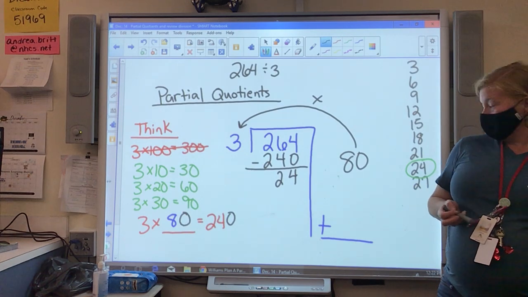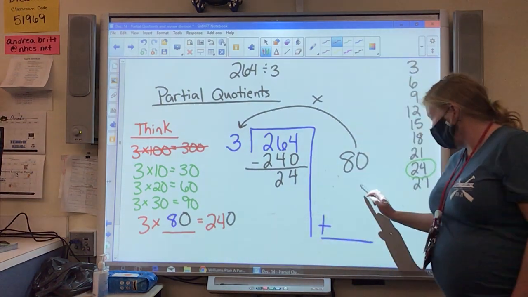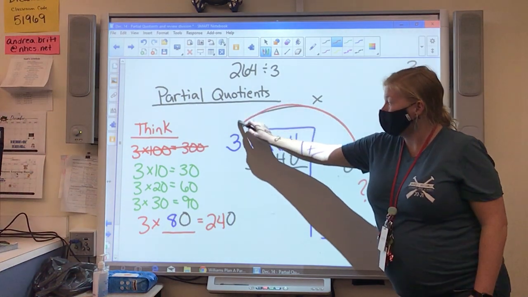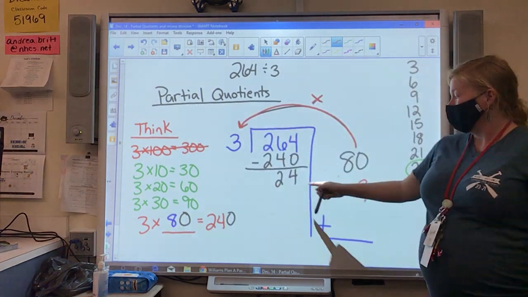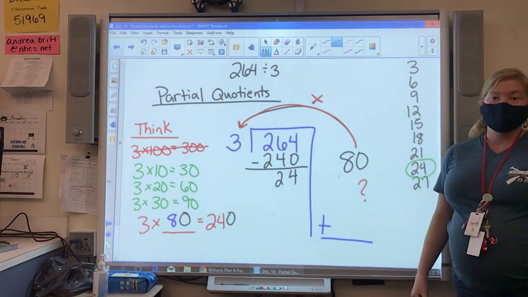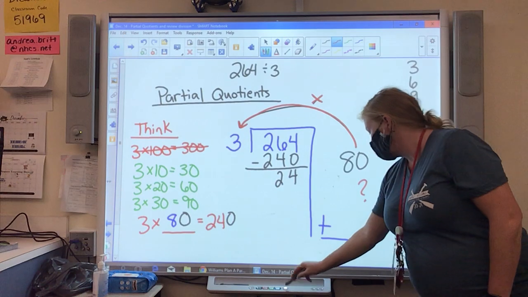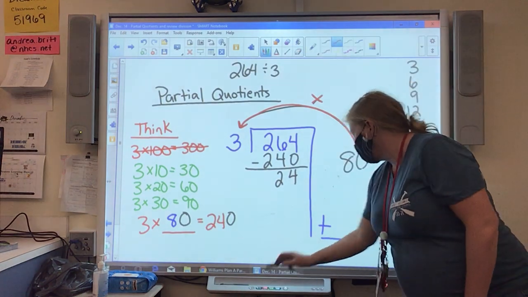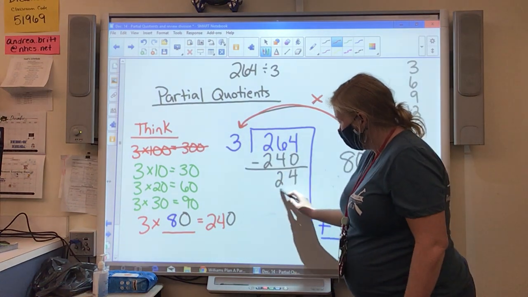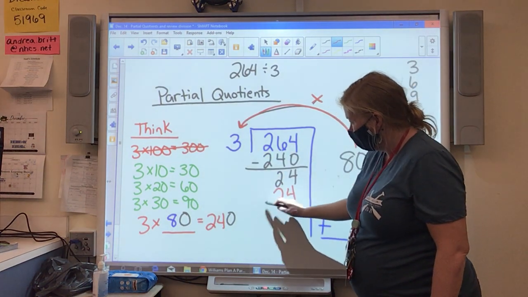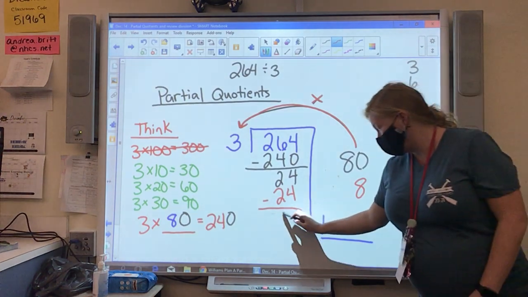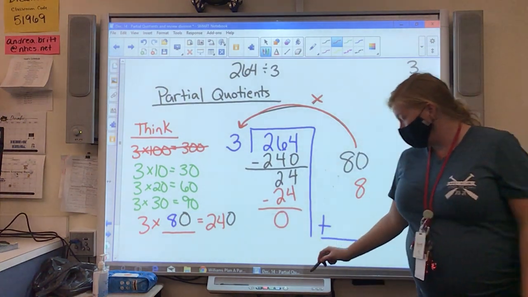Now I've got to find out what number times 3 gets me 24. What number times 3 gets me 24? 8. So 8 times 3 equals 24. 24 take away 24 is? 0. All right, my friends.